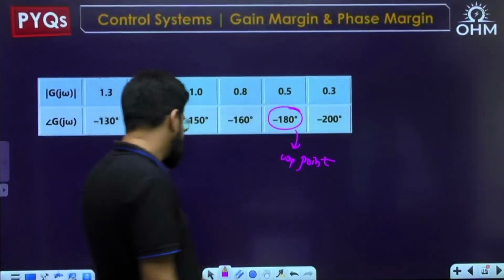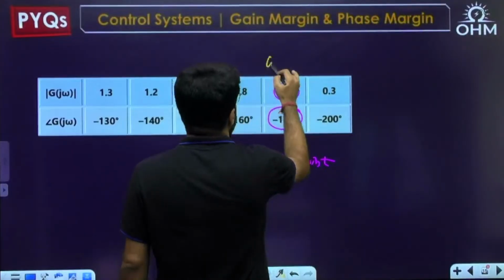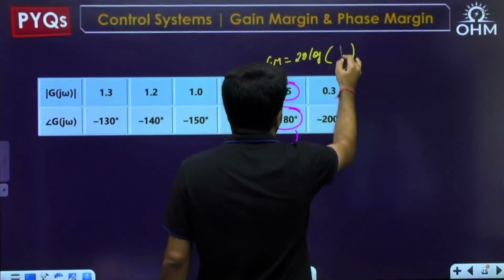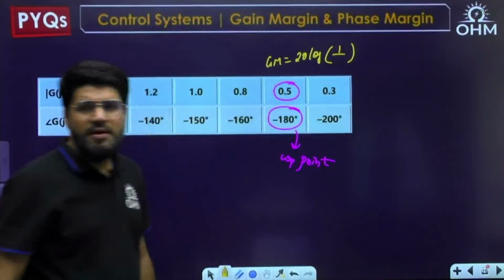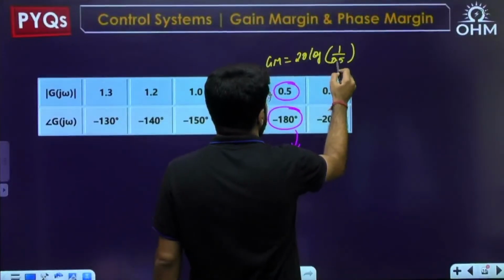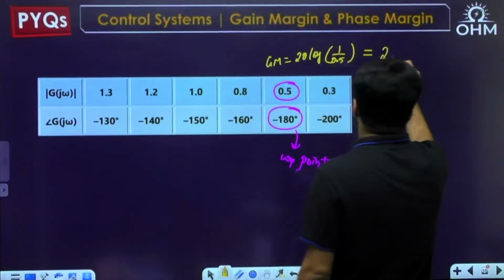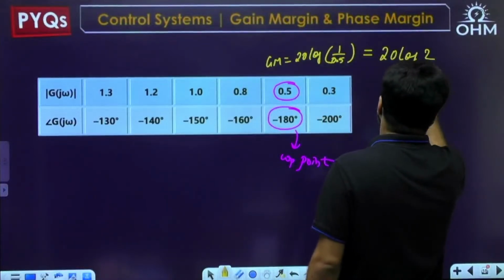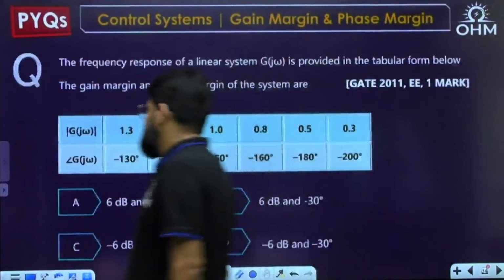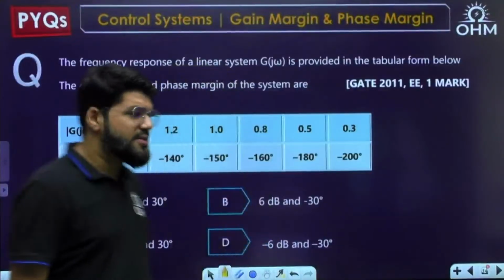So what is the gain margin? This magnitude will be important. Gain margin is given by 20 log 1 upon the magnitude at omega p. What is the magnitude at omega p? It is 0.5. So this becomes 20 log 2, which is 6 dB. So the gain margin is 6 dB. Then I will explain the phase margin, but you can stop your answer here.